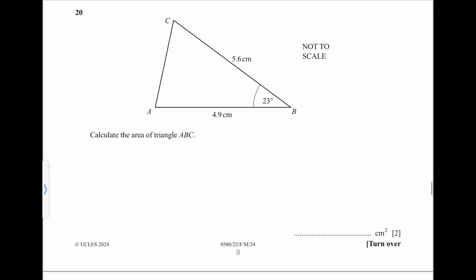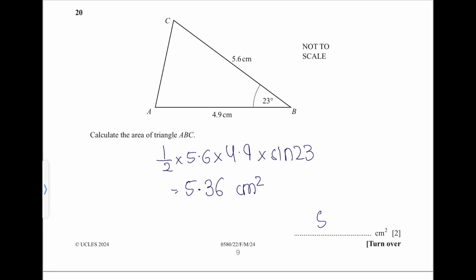Then it says calculate the area of the triangle ABC. Area of triangle is 1 by 2 ab sine C. When I say ab sine C, that means two sides and the angle between them. So that would be 1 by 2 into 5.6 into 4.9 into sine 23. That would make it 5.36 centimeter squared if you round it off to 2 decimal places or 3 significant figures.